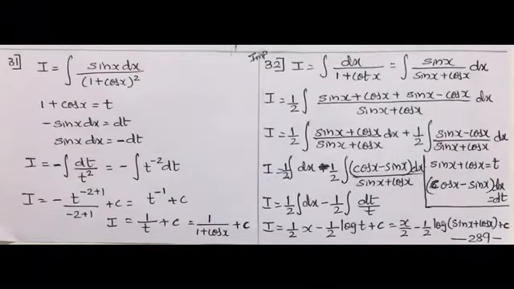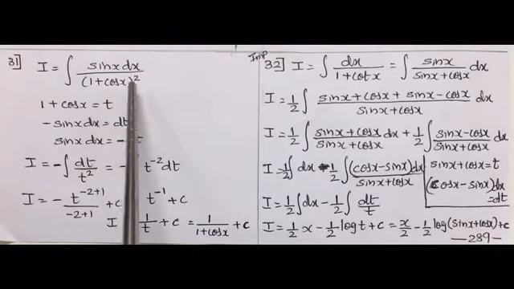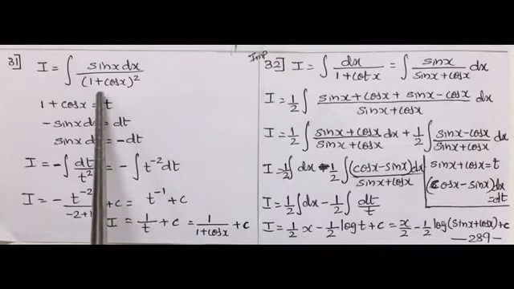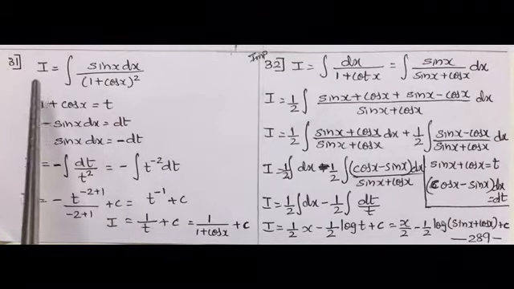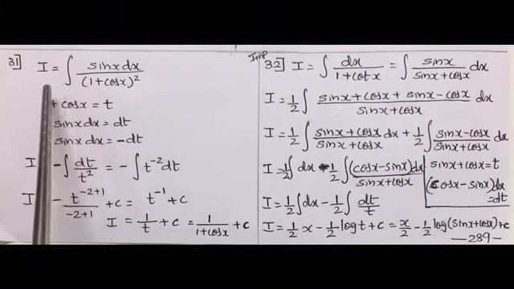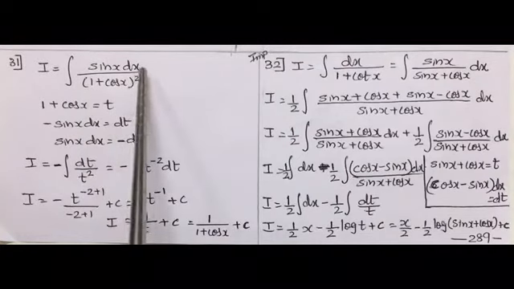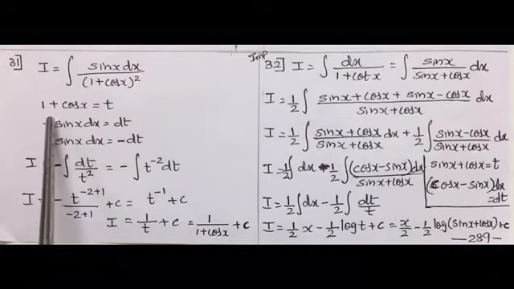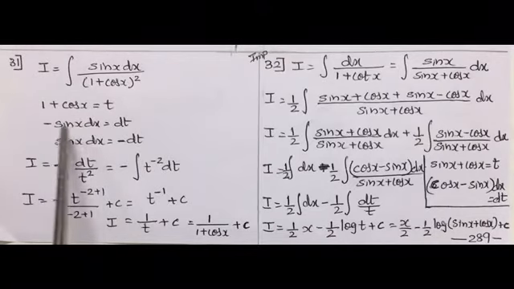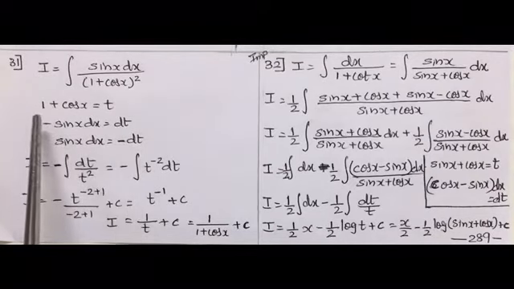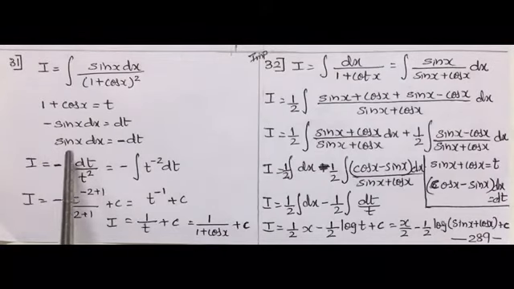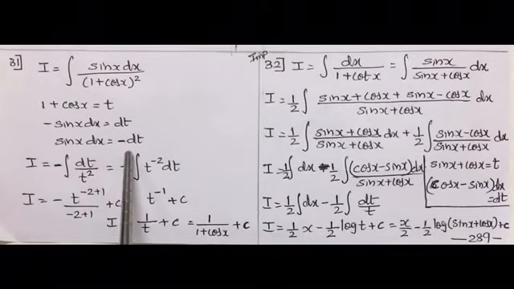31st one is just similar to 30th one, only the square is taken up in 31st. So the assumption will be again same. Question is integration sin x upon 1 plus cos x whole square dx. Now 1 plus cos x we will assume as t. Derivative of cos becomes minus sin x dx is equal to dt. One derivative is 0. So shifting negative to the other side, it becomes sin x dx is equal to minus dt.